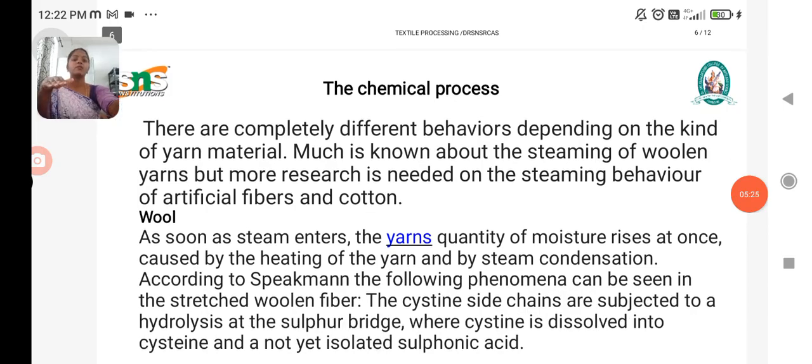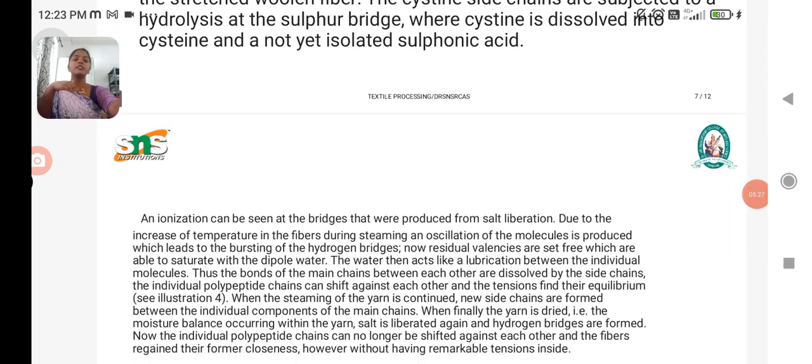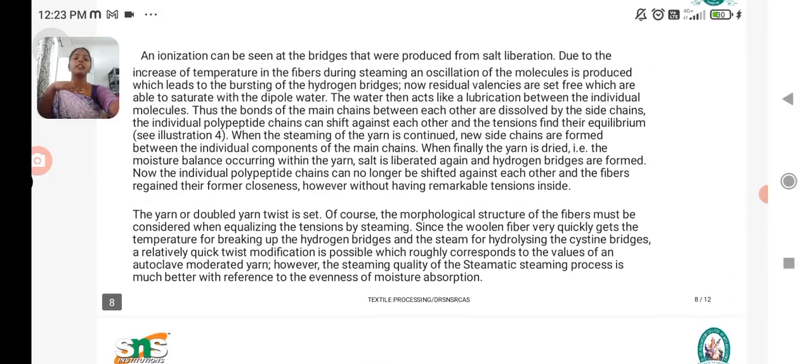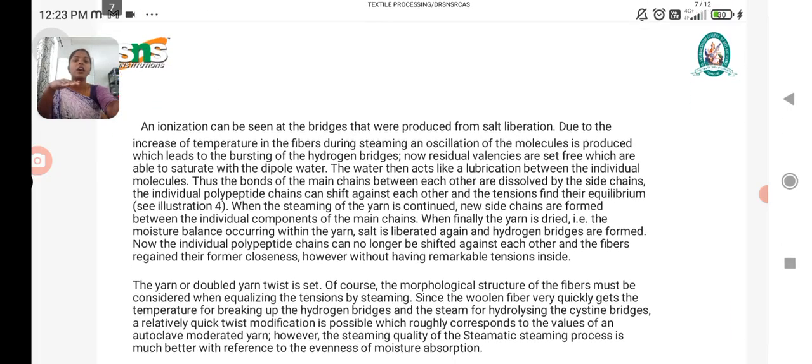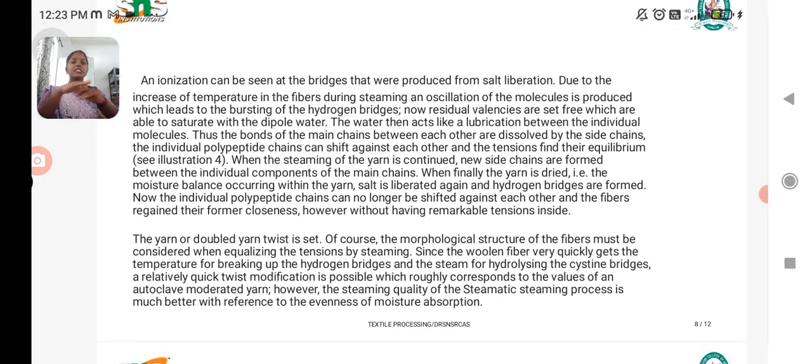In the chemical process, we have shared the types of chemical process, and then the yarn or doubled yarn twist is set. Of course, the morphological structure of the fibers must be considered when equalizing the tensions by steaming, since the woolen fiber very quickly reaches the temperature for breaking up.